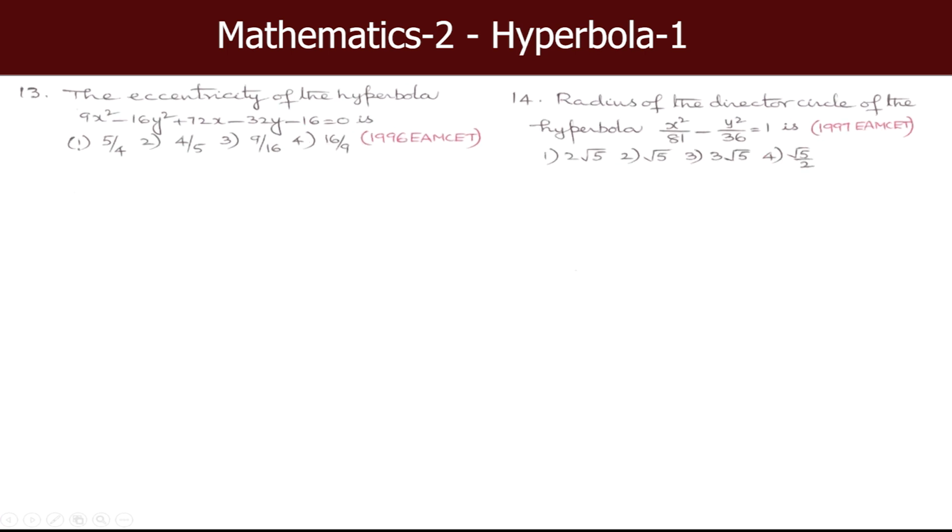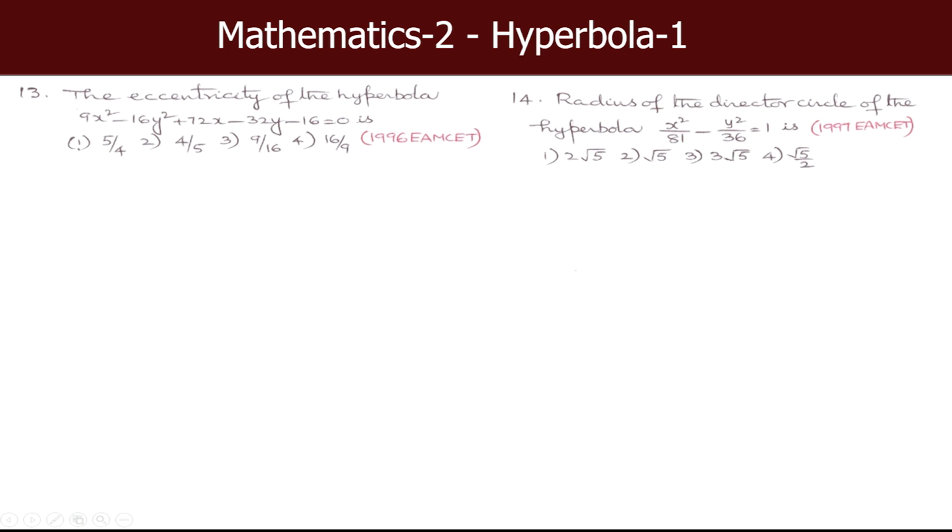The eccentricity of the hyperbola 9x² − 16y² + 72x − 32y − 16 = 0 is. Once again, I think you have a case to reduce this to the standard form by shifting the origin to a different point in the same plane without changing the directions of the axes of coordinates, or by translating the axes of coordinates to a suitable point. What is that point? It must be the center of the hyperbola.